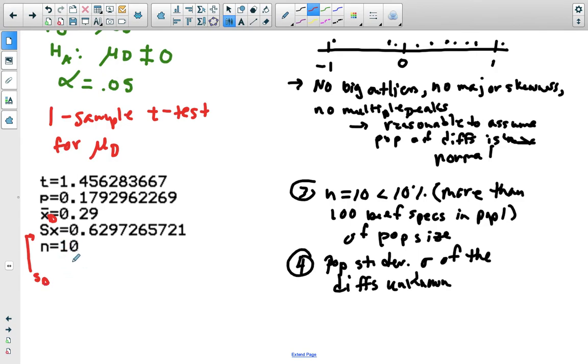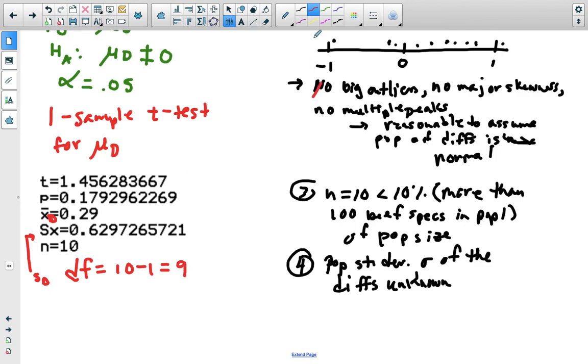The last thing we have to add to this that your calculator does not do, you have to state the degrees of freedom since you're using a t-test. The degrees of freedom for a t-test on one sample is n minus 1, so it's 10 minus 1, 9 degrees of freedom. Okay, so at this point, we have everything we need. We just need to make our conclusion.